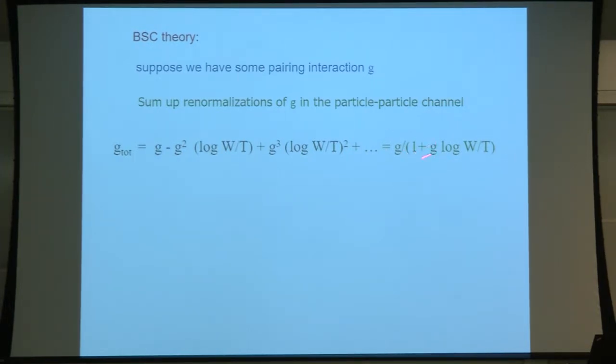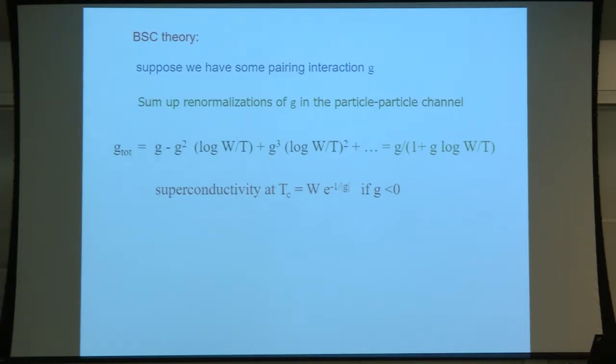It's g divided by 1 plus g times log. So if g is negative, meaning attractive, we get a superconducting instability when the total interaction blows up. It's another way to say that when temperature goes down, there is a growing attraction between fermions. At some point, fermions form a bound state and then, in BCS theory, immediately superconduct.